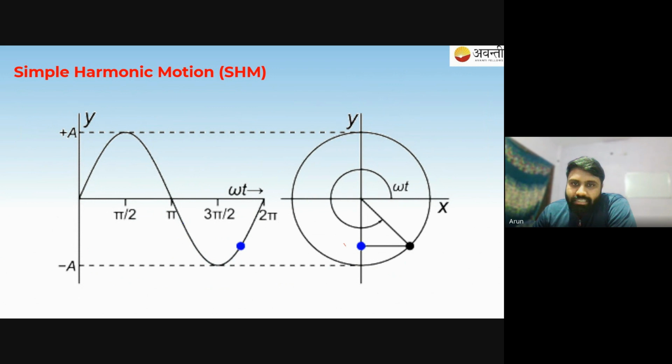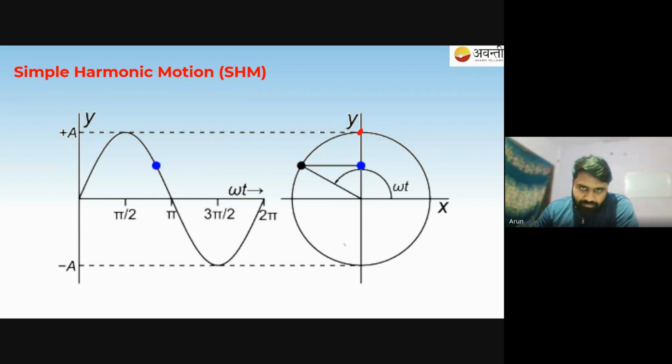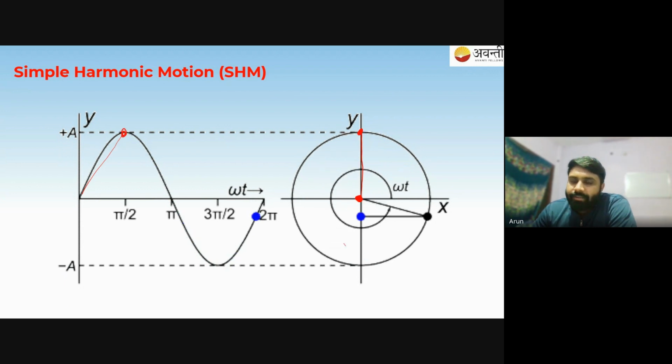So if you will see, when this ball reaches the angle pi by 2, means at the y-axis, this blue color ball will be here also, at the maximum from the mean position. This is the maximum one. So here in this graph also, if you will see, it will lead to the maximum, which is plus a.